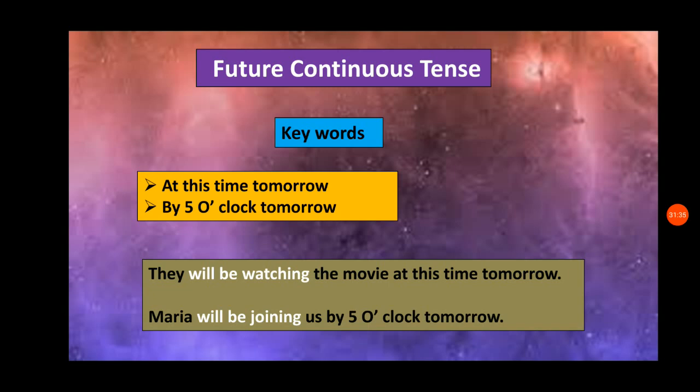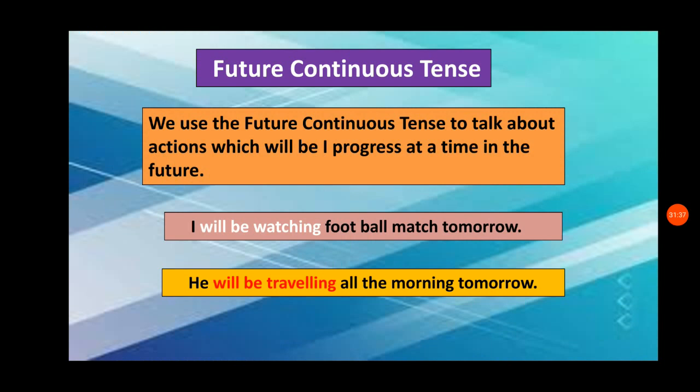So it also takes place in the future. So what do we mean by future continuous tense? We use the future continuous tense to talk about actions which will be in progress at a time in the future. In the future, it can be tomorrow or after this time. After this time means after the present time. Now it is 4:30, so we can take 7 or 8 or 9. It is also future, so I will be doing something in the future at 7 o'clock today.